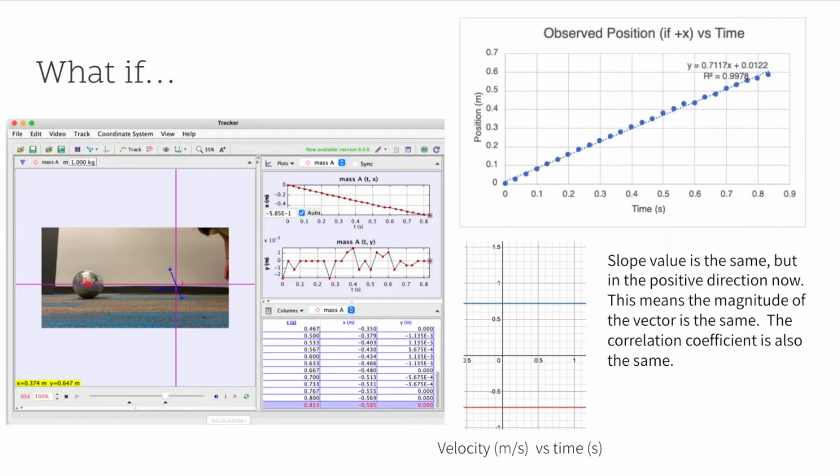If we changed the x-axis to be in the positive direction, the slope would stay the same, the magnitude of the vector would stay the same, but it's just going to go in the opposite direction. And you can see that this is now a positive slope compared to the negative slope we originally had here. And here is a graph of velocity versus time, and the red value is going to be the initial velocity going in the negative direction, and then the blue is going to be going in the positive direction, and you can see that it's the same value, just on opposite sides of the x-axis.